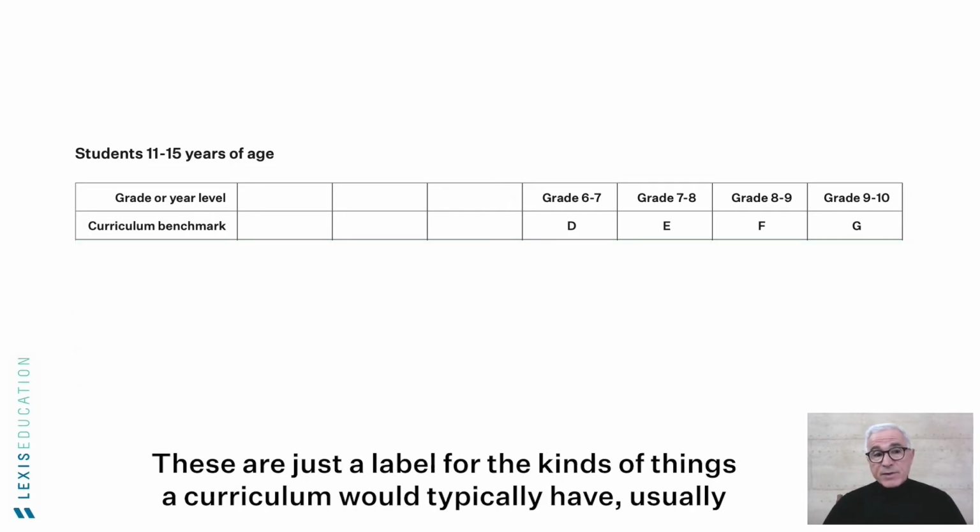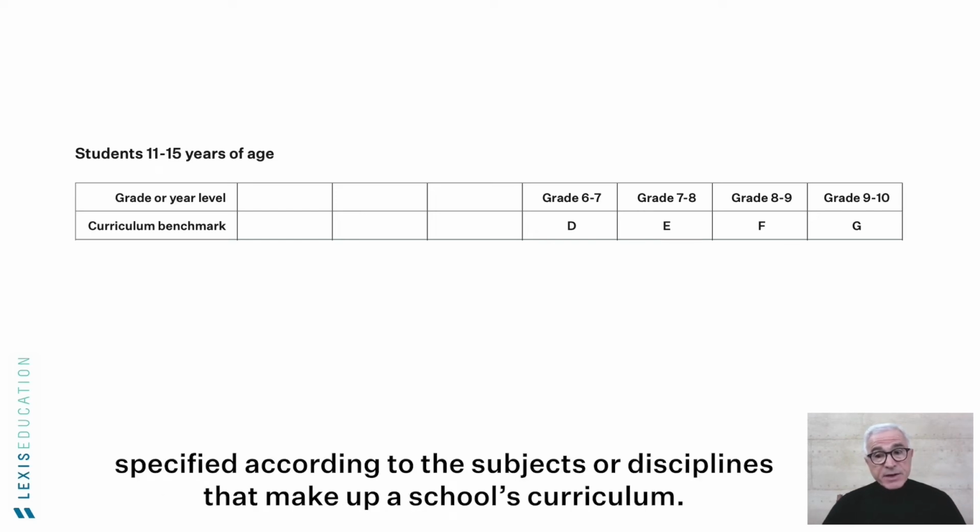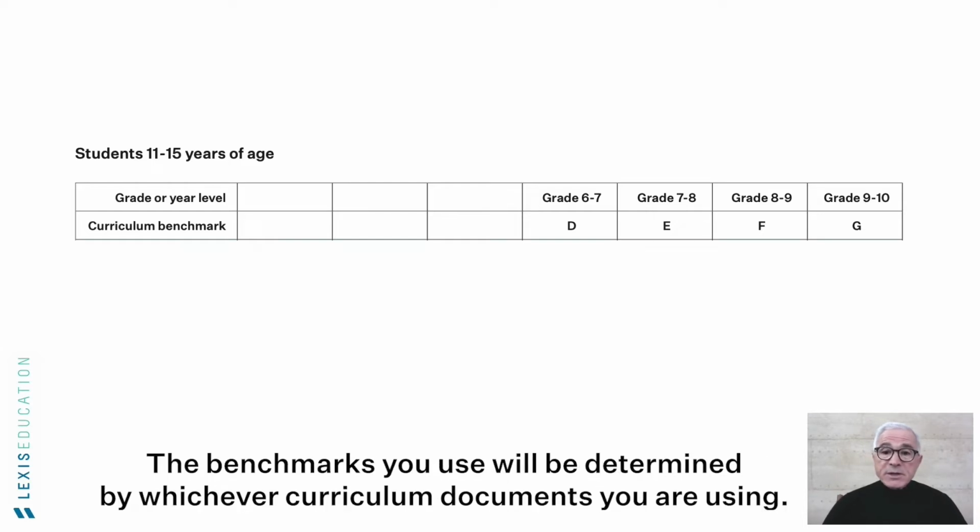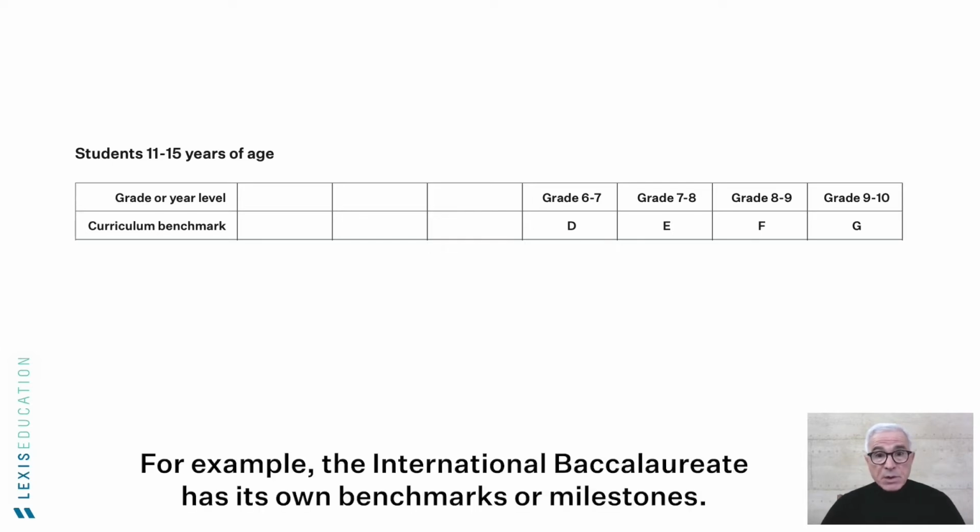These are just a label for the kinds of things a curriculum would typically have, usually specified according to the subjects or disciplines that make up a school's curriculum. The benchmarks you use will be determined by whichever curriculum documents you are using. For example, the International Baccalaureate has its own benchmarks or milestones.